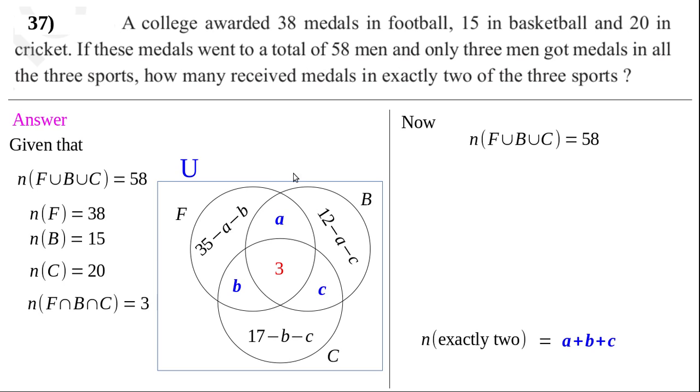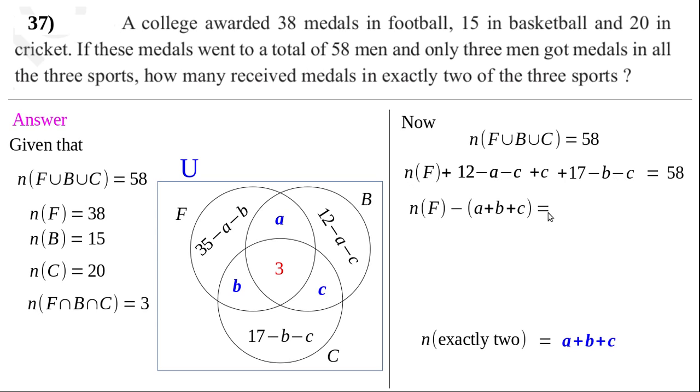That is number of F, then plus 12 minus A minus C plus 17 minus B minus C. That is equal to 58. Okay. Number of C got cancelled. Then minus A minus B minus C, take minus outside, minus of A plus B plus C. The number of F minus of A plus B plus C is equal to 58 minus 12 plus 17 is equal to 29. Then 58 minus 29.